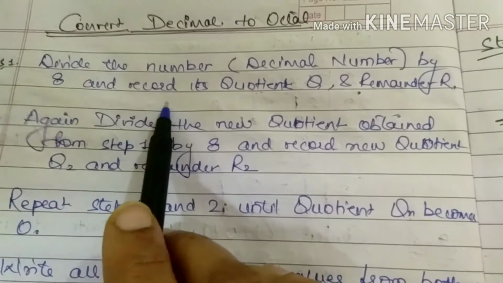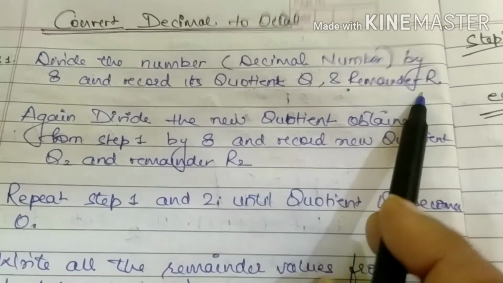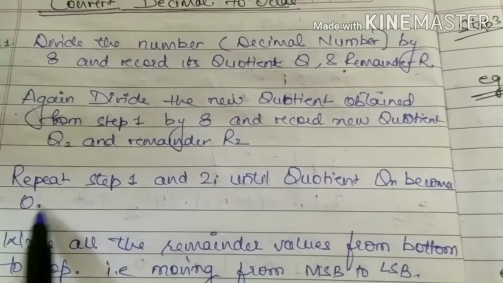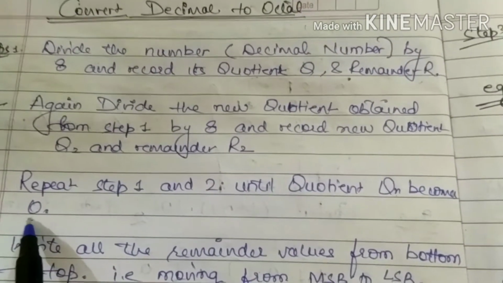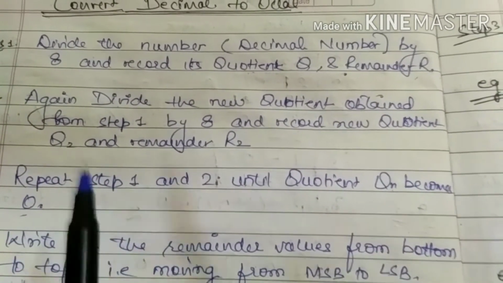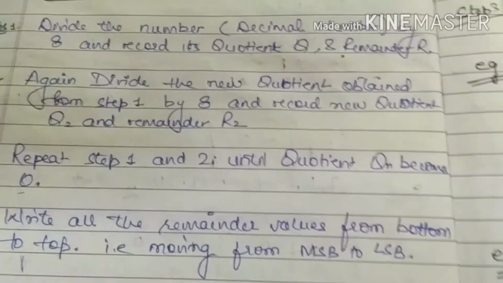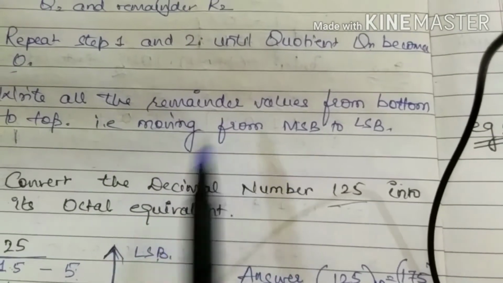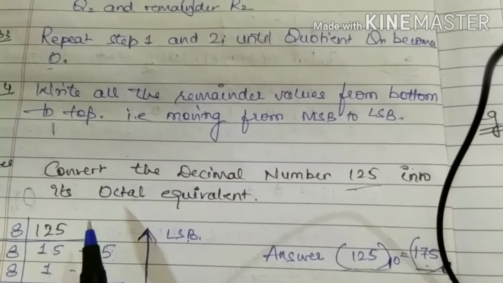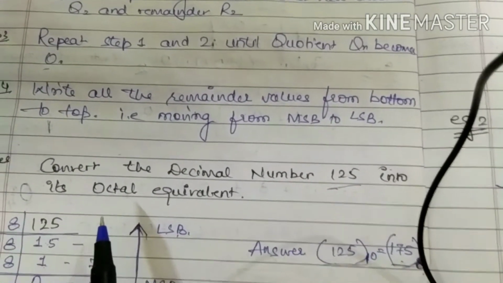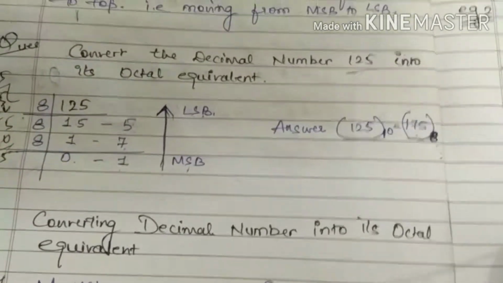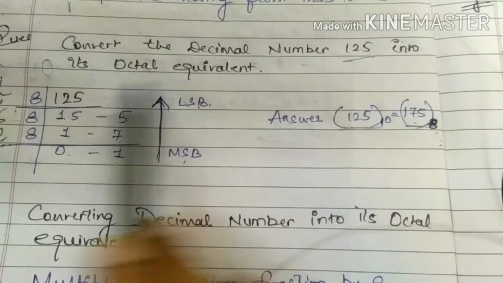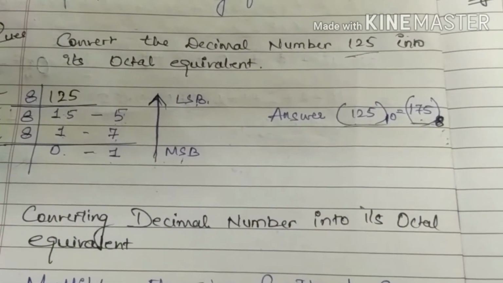8. And you have to record its quotient part and record its remainder part. Divide it till you get 0, till the quotient part becomes 0, and so on. Then write all the remainder values from bottom to top as we were doing in binary to decimal to binary, right? Now let me give you one example. Convert the decimal number 125 into its octal equivalent, right?